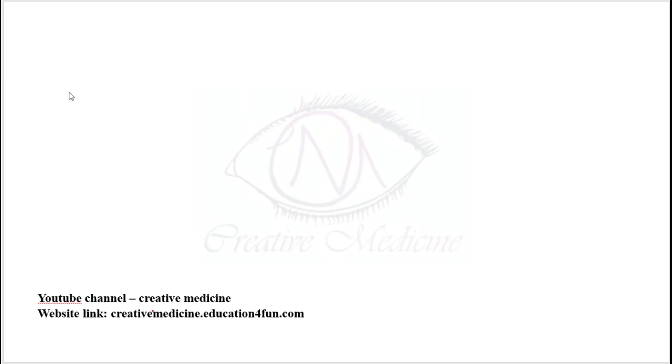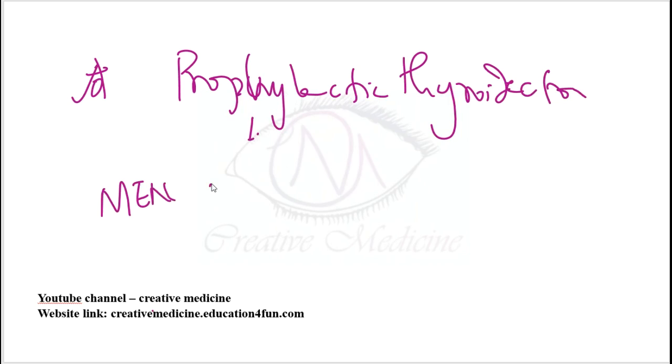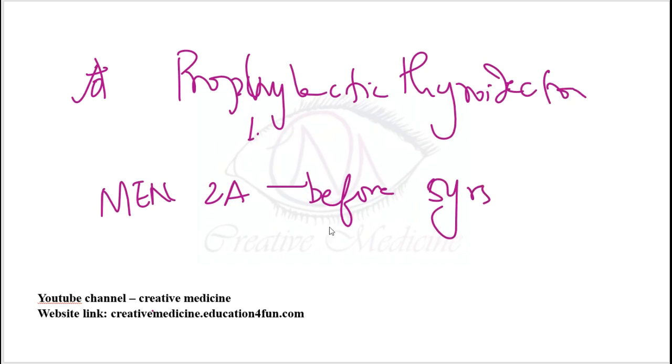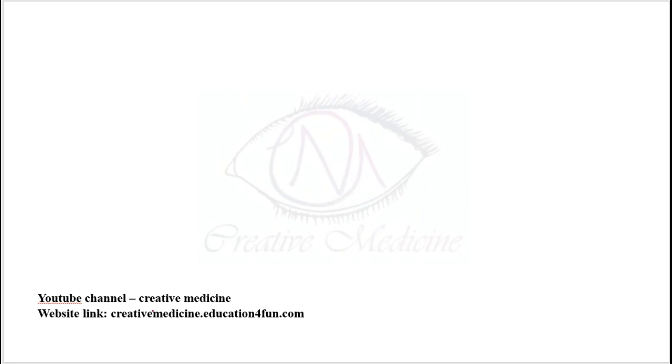Now, for MEN 2B or MEN 3, prophylactic thyroidectomy is recommended because of the medullary carcinoma of thyroid. If it is MEN 2A syndrome, we should do prophylactic thyroidectomy before 5 years of age. If it is MEN 2B syndrome, it is done before 1 year of age. You do prophylactic thyroidectomy.